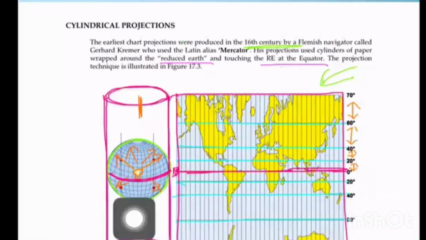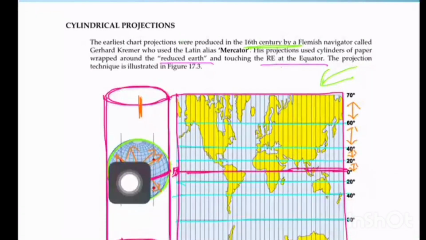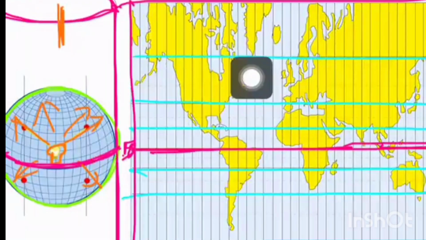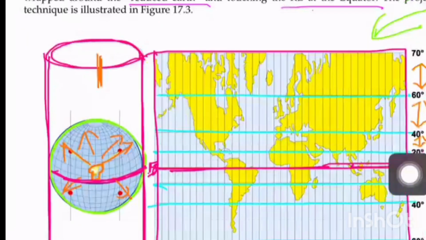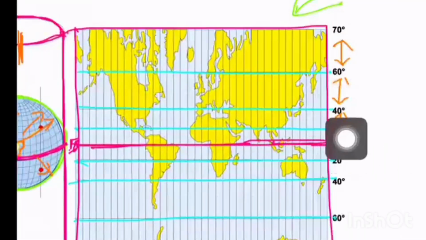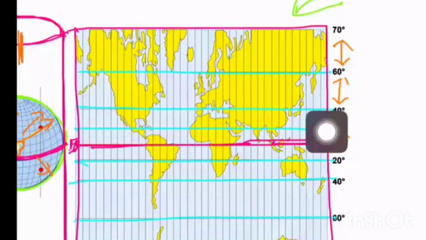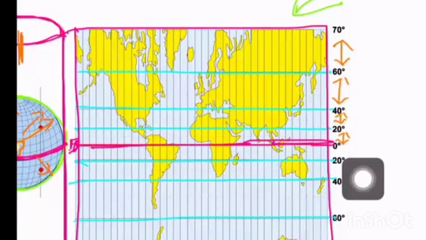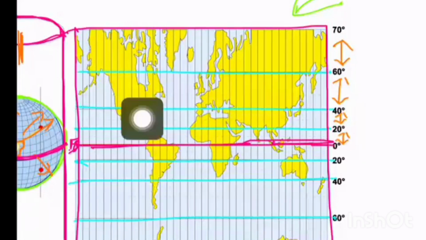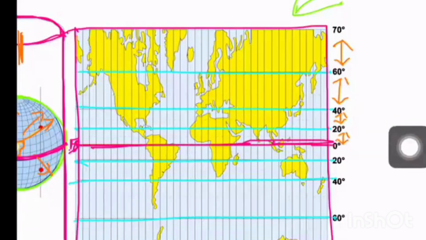Draw this diagram, a rough diagram. Reduced Earth, cylinder, and besides that, a flat sheet of paper. Show the meridians, graticules, and everything. If you see the latitudes, 20 degrees, 40 degrees, 60 degrees, 70 degrees, the spacing is increasing. Same in the northern and southern hemispheres, the spacing is increasing. But longitudes are evenly spaced, equal. They are parallel to each other. Draw that.